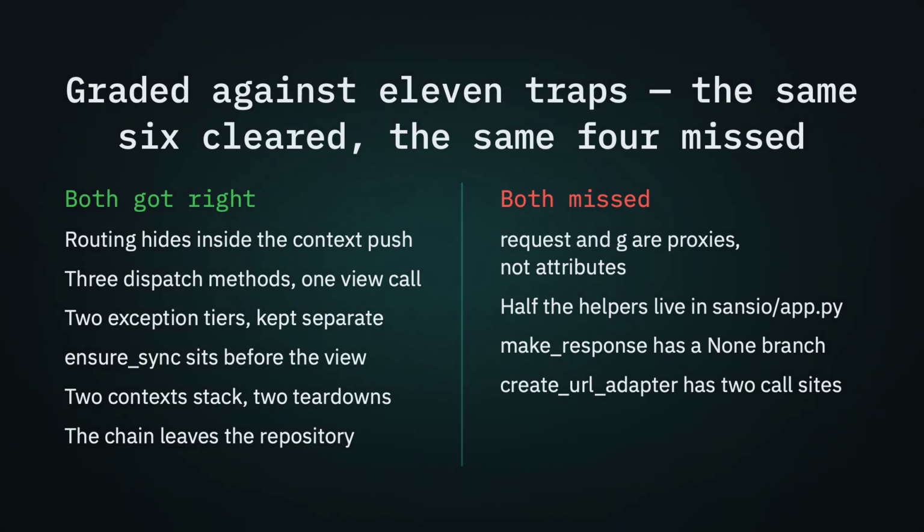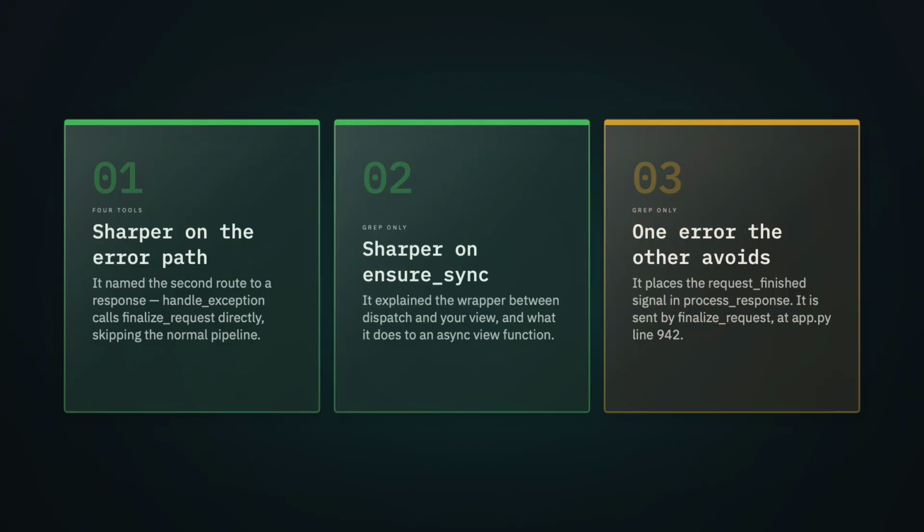Both saw that routing happens quietly inside the context push, before dispatch ever runs. Both missed that part of the error handling lives in a second file, which a search scoped to the main file can never reach. 3 differences, and they do not all point the same way. The 4-tool run was sharper on the error path. It named the second route to a response, the one that skips the normal pipeline. The search-only run was sharper on the wrapper that sits before your view, and it carries one error the other avoids, a signal in the wrong method.